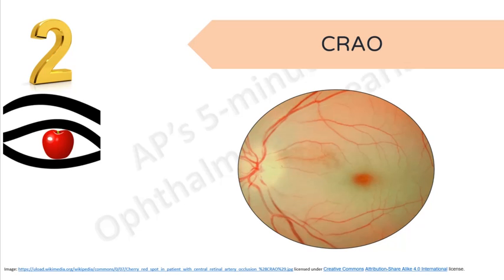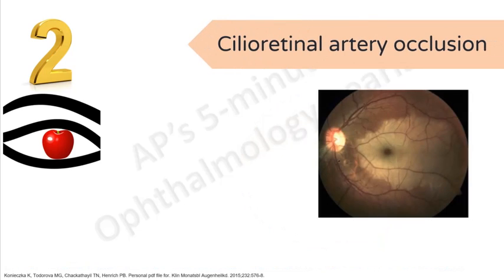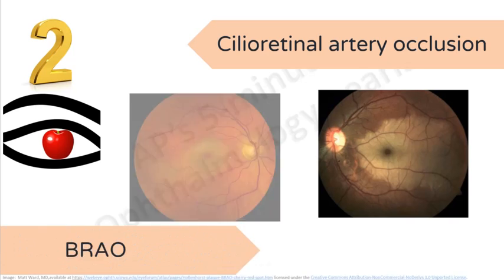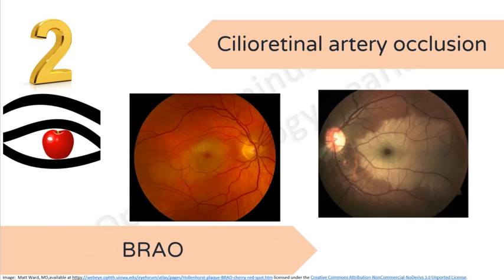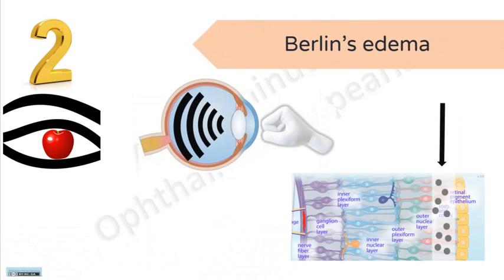This is a picture of central retinal artery occlusion. It is not just central retinal artery occlusion, even a cilio-retinal artery occlusion and a branch retinal artery occlusion can also produce a cherry red spot. You can see the embolus in one of the retinal branches.